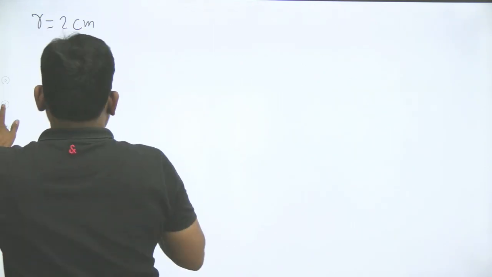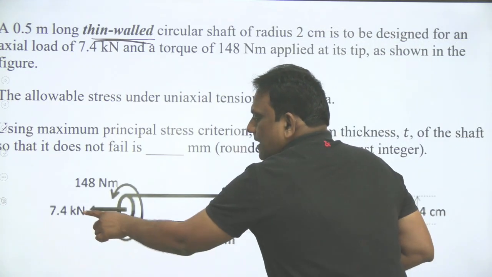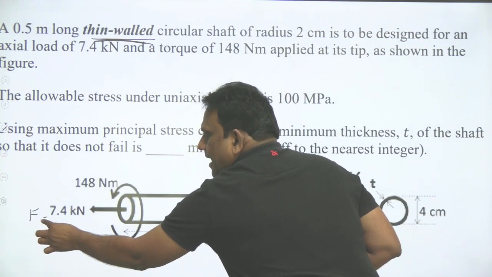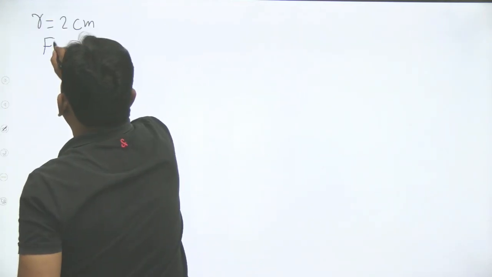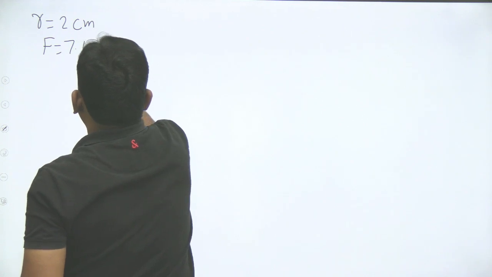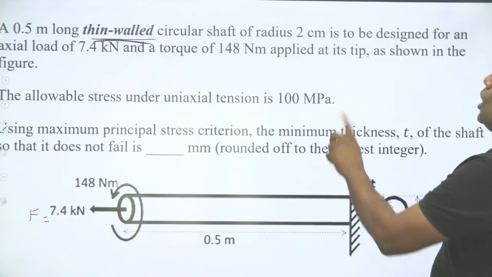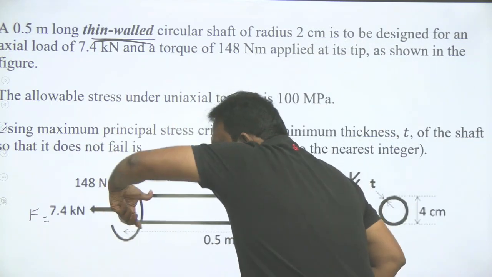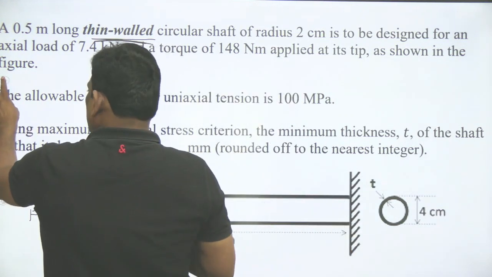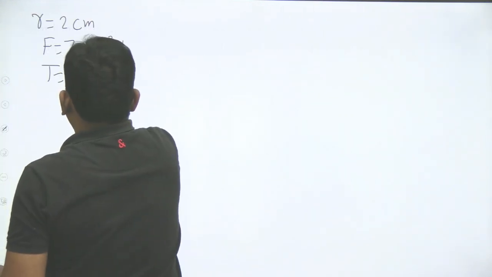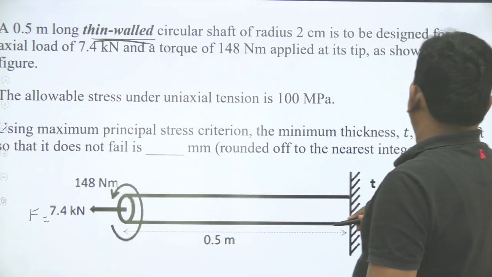How can it be 2 meter? Okay, it is to be designed for an axial load of 7.4 kilonewton. The axial load, let me write it as F. So the axial load is 7.4 into 10 power 3 Newton. No problem. And a torque of 148 Newton meter. There is axial load and there is a torque of 148 Newton meter simultaneously, applied as shown.